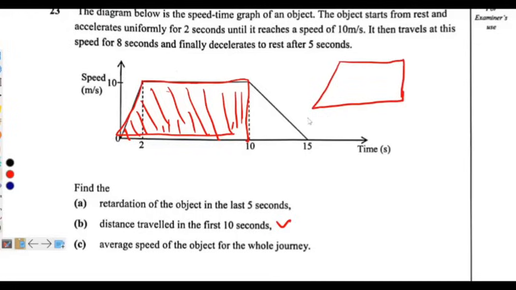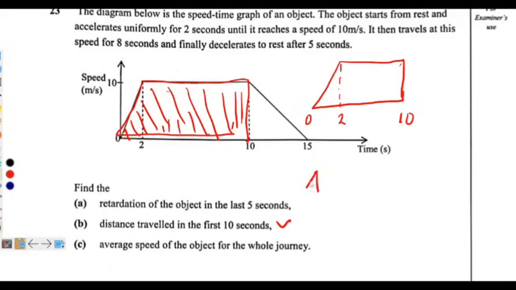So this is the shape that you have. Here, 0, 2, 10. From this shape, we can see that this is a trapezium, not so? The distance is the same as the area under the shape when you are looking at the graph. So what is the formula that you use to find the area of the trapezium?